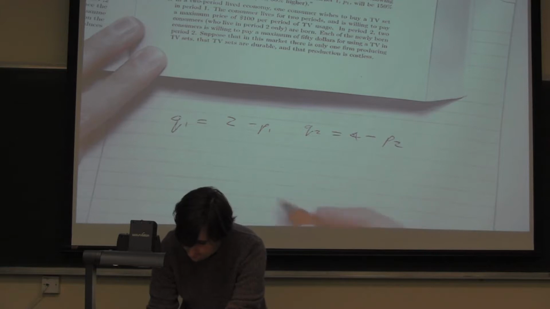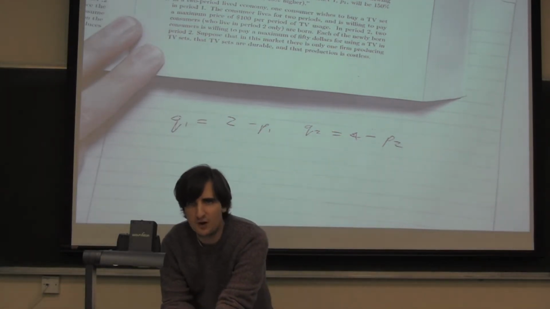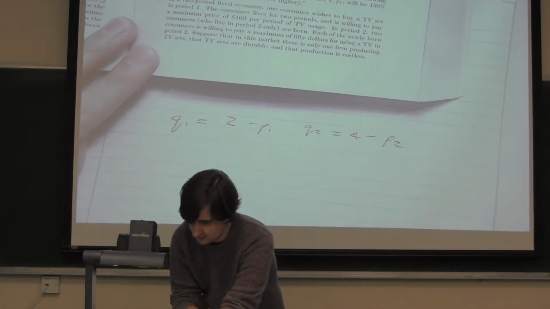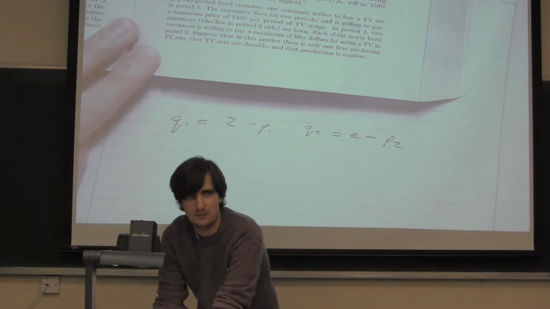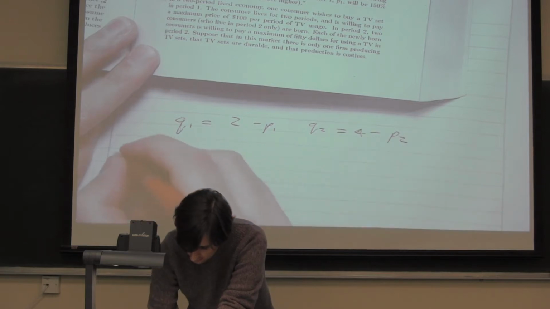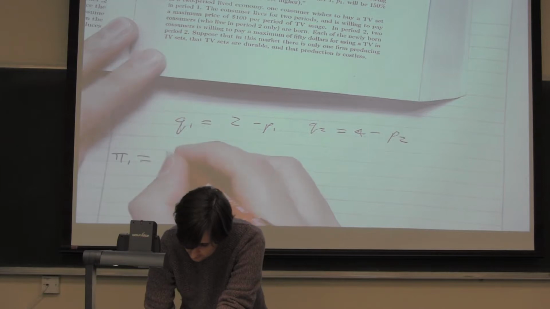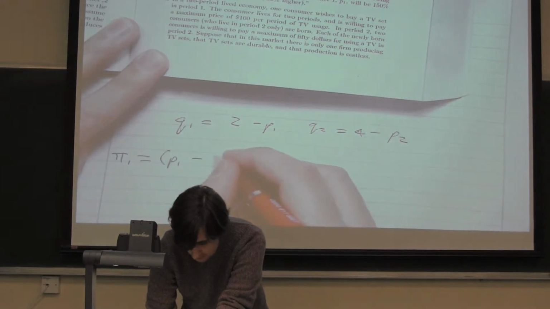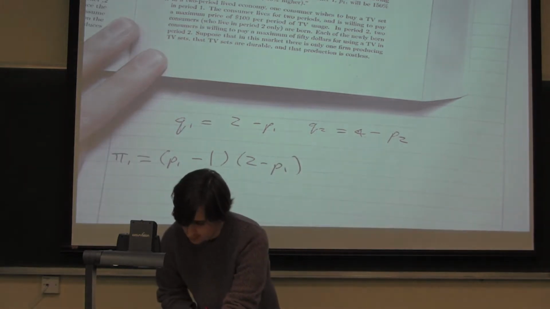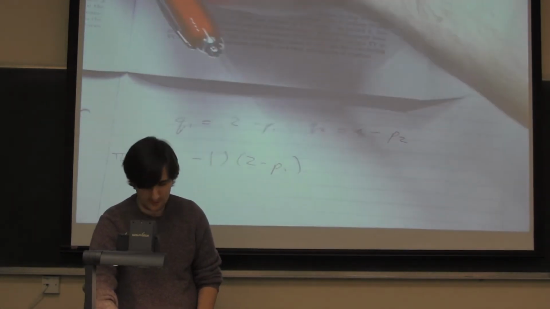The two markets are independent. Marginal cost is constant, so the monopolist just treats each market separately, like solving two monopoly problems. Profit from selling in the first market is price minus cost times quantity, so (P1 minus 1) times (2 minus P1). Without doing any calculus, what's the optimum price?